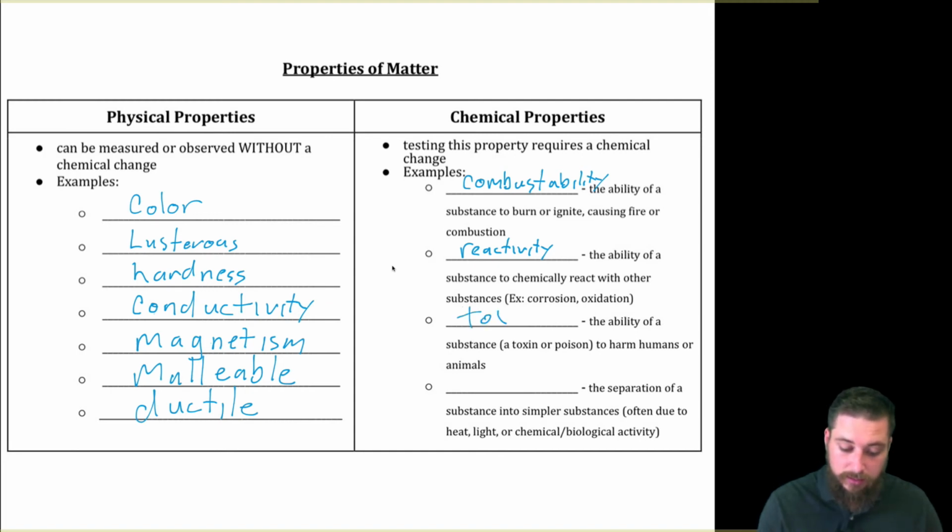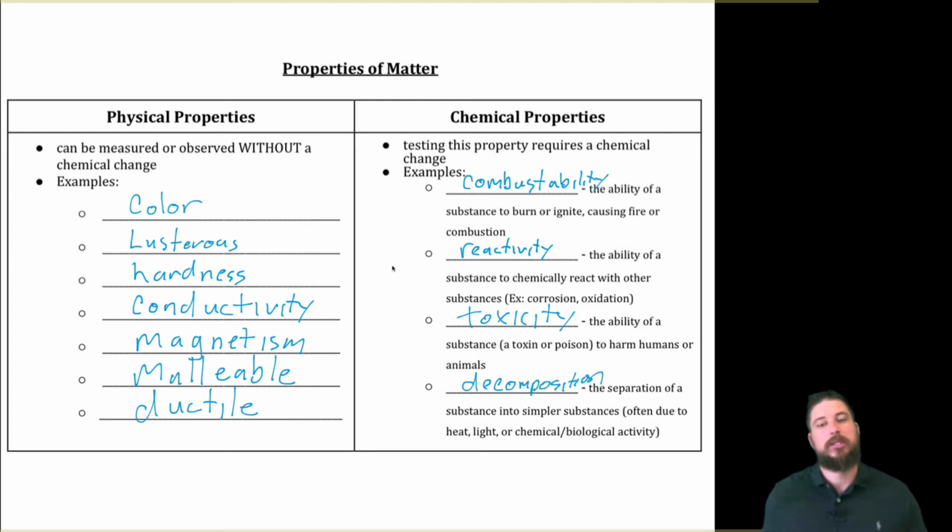Toxicity is an example as well. If I were to eat this paper, it's not necessarily going to be toxic to me, but if I were to swallow a battery, that would be toxic. And the ability for something to go through decomposition. And so these are all examples of chemical properties. Now there are some other ones as well, but this is just a general list, and the same thing with physical properties, a general list as well.